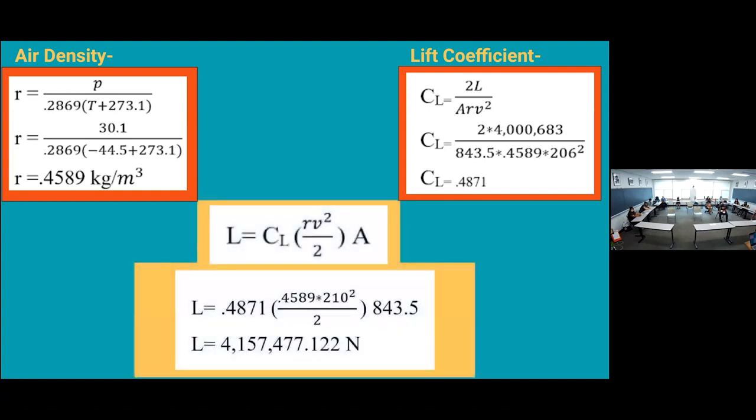And then using those values, we can finally find our lift, which would be 4,157,477 newtons.